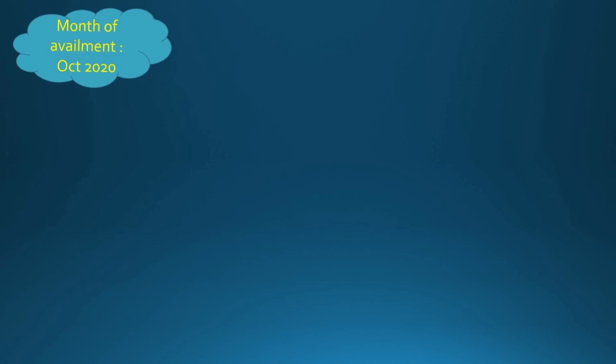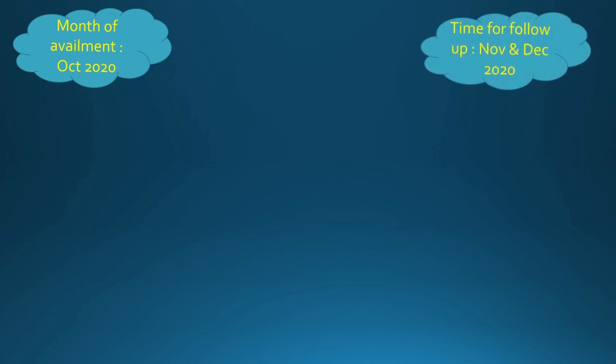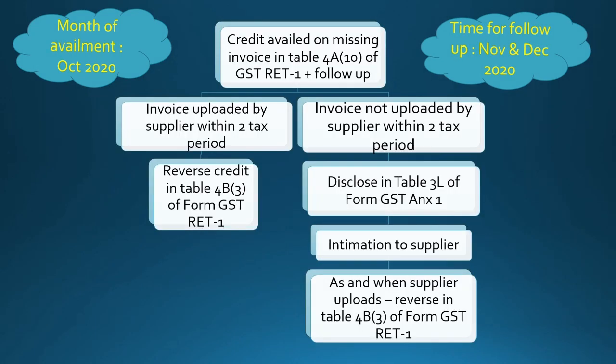We will understand this with an example. Say a purchase invoice is received by the recipient in October 2020. The supplier has not uploaded the invoice, but the recipient has availed input tax credit in the month of October only. So now the recipient has time to follow up with the supplier up to 2 tax periods, that is November 2020 and December 2020. Now two things can happen during this time. First, either the supplier may upload the invoice, or second, he may not upload the invoice. So we will discuss the treatment in both the scenarios.